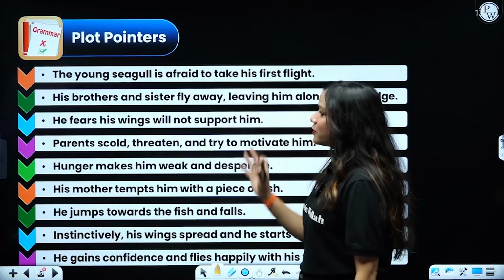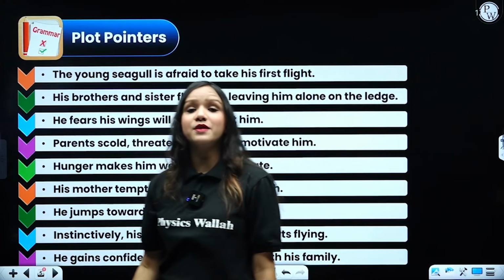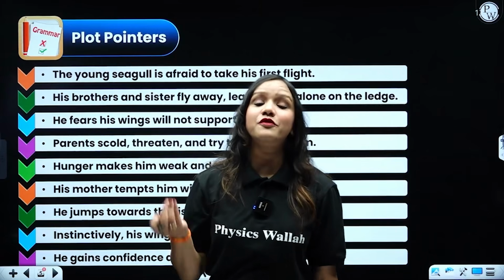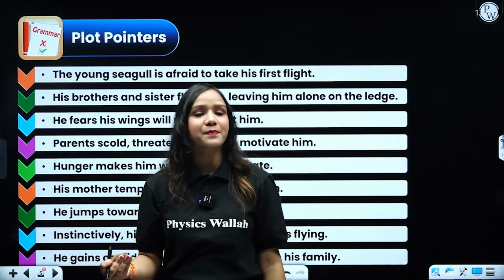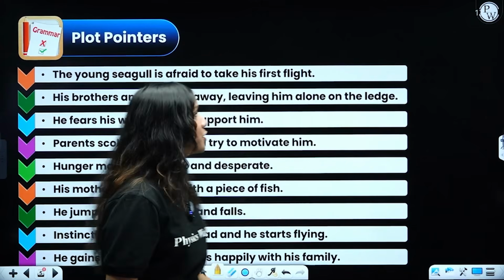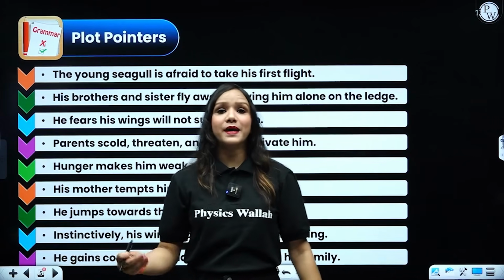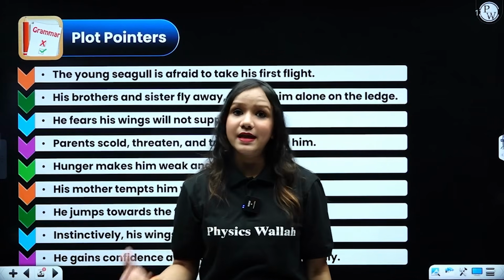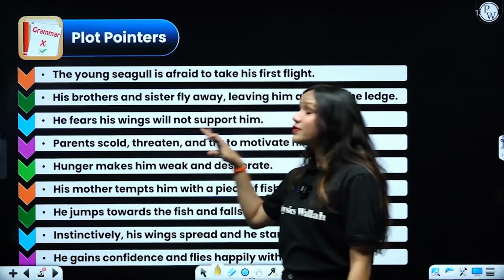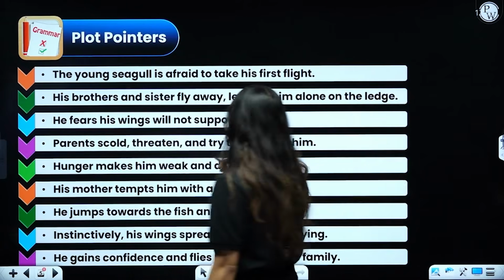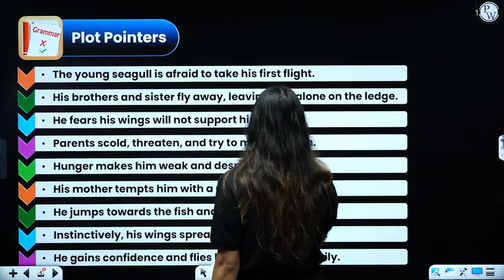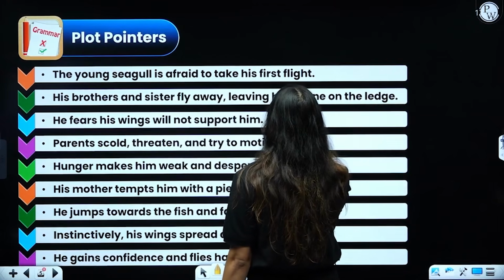Right? Please have a look at these plot pointers, because understanding the plot in terms of a prose lesson is really, really important. It's really crucial for all of us, right? So the young seagull is afraid to take his first flight despite seeing that his siblings had already learnt, right? So he fears his wing will not support him. This is the major reason why he cannot take his flight. This is a very important reason.